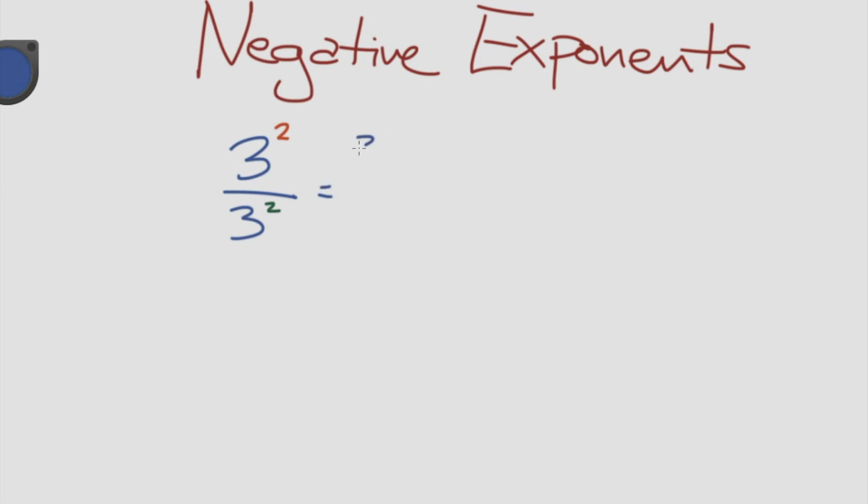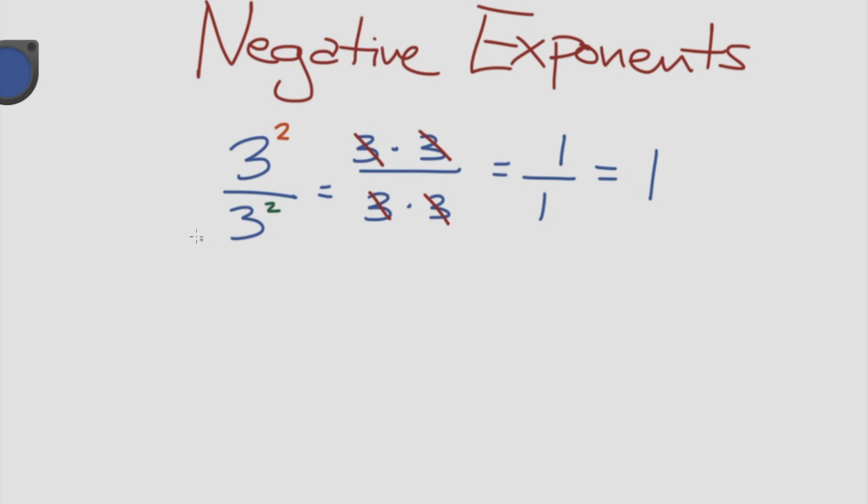So orange as the numerator and green as the denominator. Now, that's equal to 3 times 3 on top and 3 times 3 on the bottom. And we know that we can just cancel out the 3's on the top and the bottom to get a result of, that should be 1.